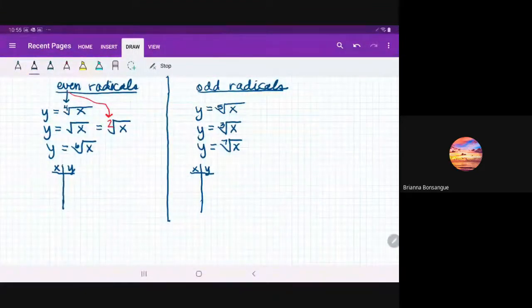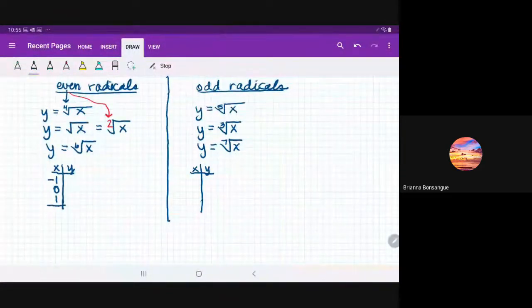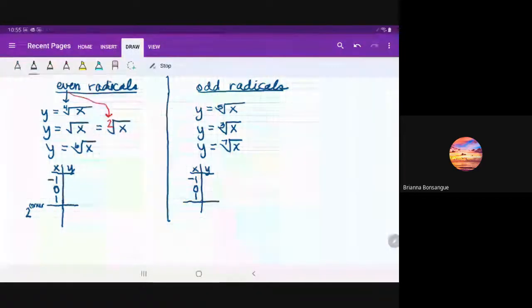So x and y. In both cases, you're going to pick -1, 0, and 1, and then put a line after that. You're going to pick -1, 0, 1 for the odds and the evens. Then the fourth number is 2 to the corner number. So we'll put 2 to the corner, and the same thing here.